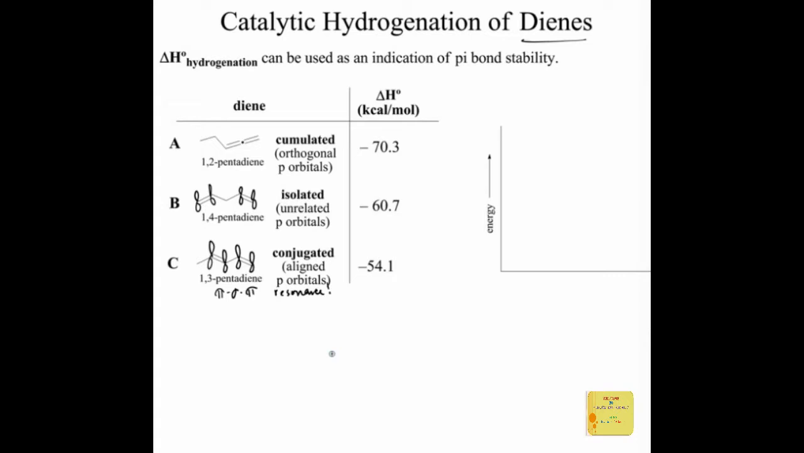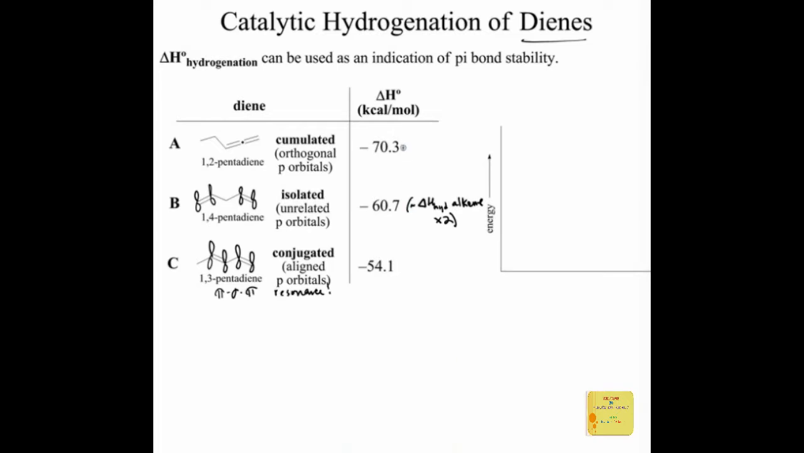Can we see that in our heat of hydrogenation data? Absolutely. When we have these isolated pi bonds, we get about 60 kcals of energy given off. That's approximately the heat of hydrogenation for an ordinary alkene, times 2. An alkene was somewhere around 30 kcals, and so for isolated pi bonds we get about 60 kcals because we have twice as many pi bonds to hydrogenate.